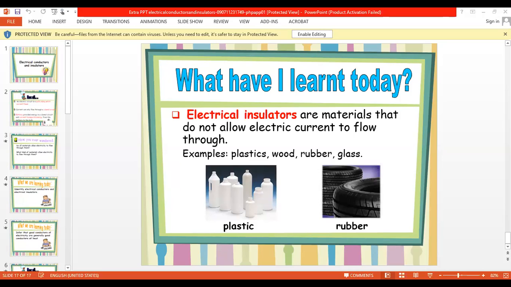If I have a series circuit and I remove one of the bulbs, like this one, the rest of the bulbs, will they go off or will they still be on?